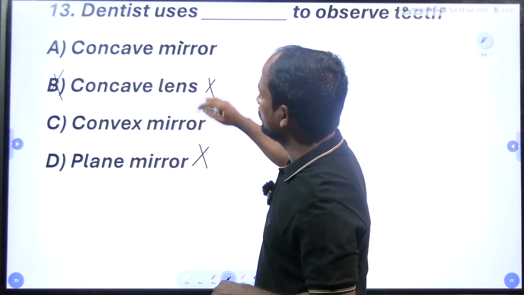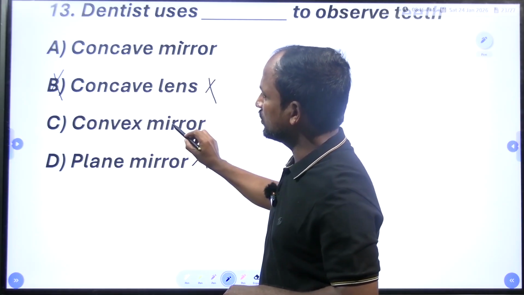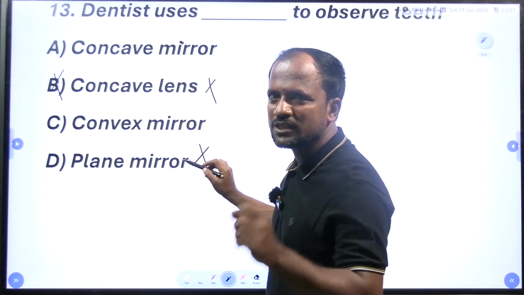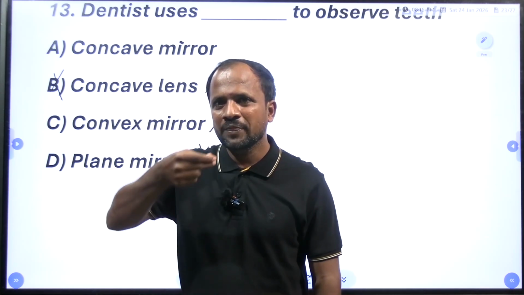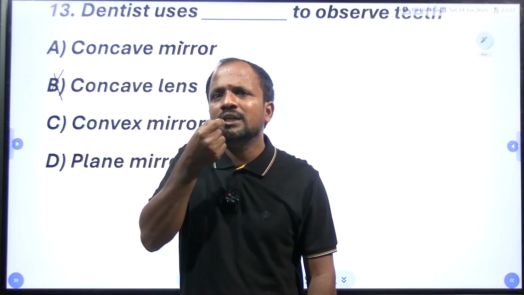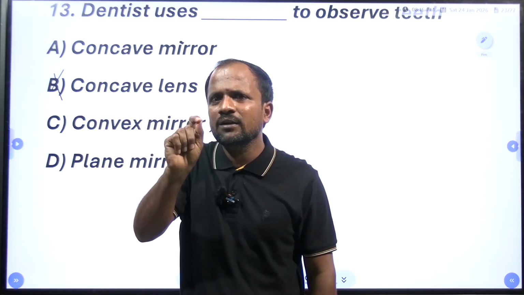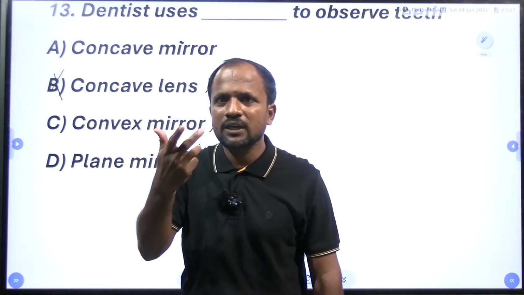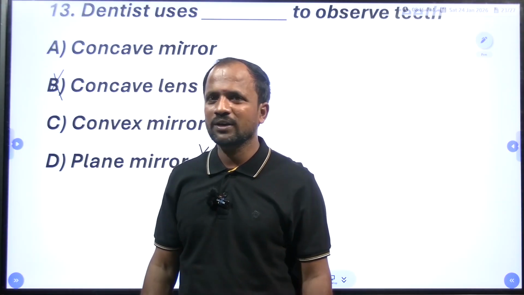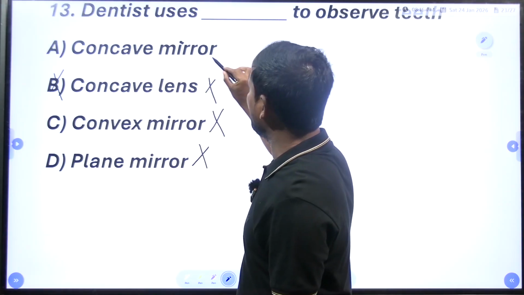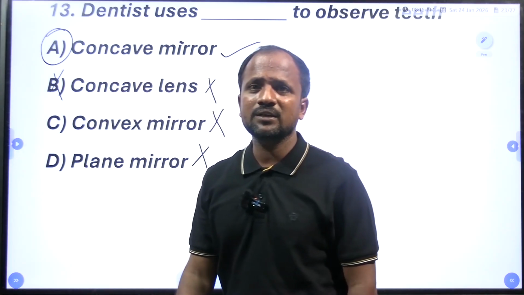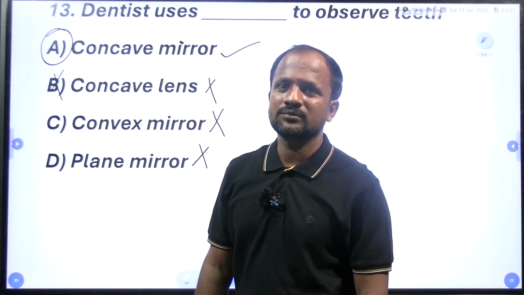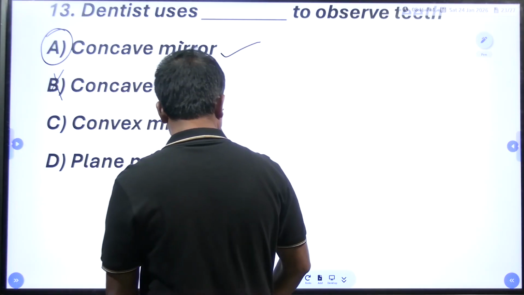So there are two, convex and concave. Convex is used only for diminished images. If the doctor uses convex, the decayed teeth will appear small, so how will he identify the defect? That is the problem. Then he will use the concave mirror. Option A is the correct answer. Clear? So, the next question.